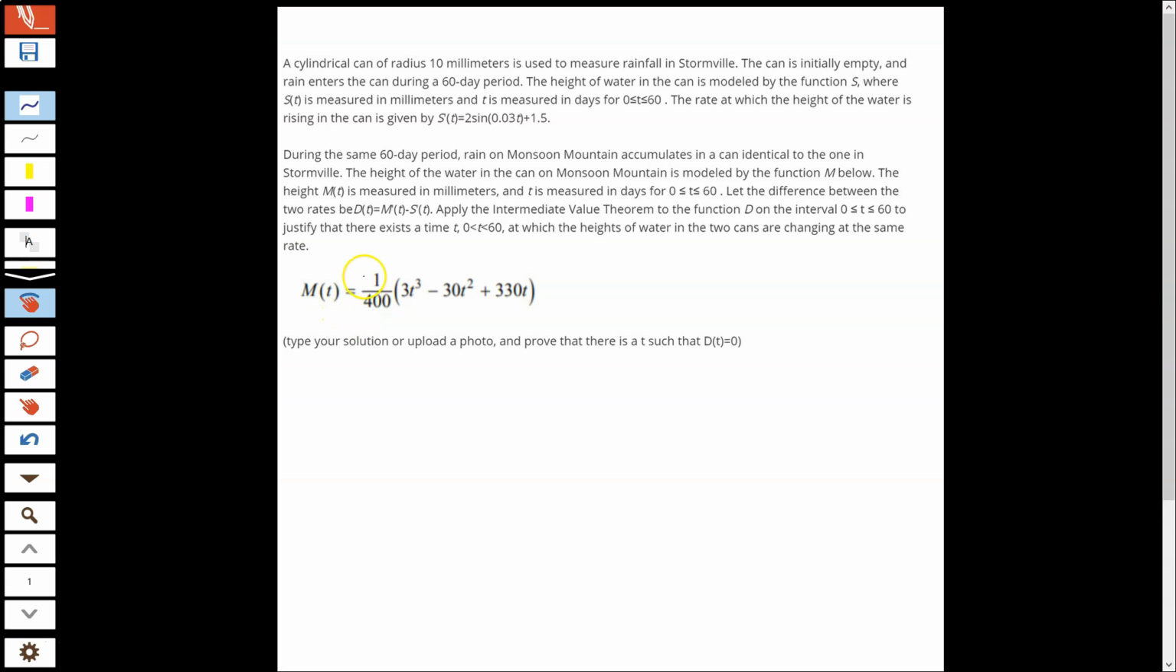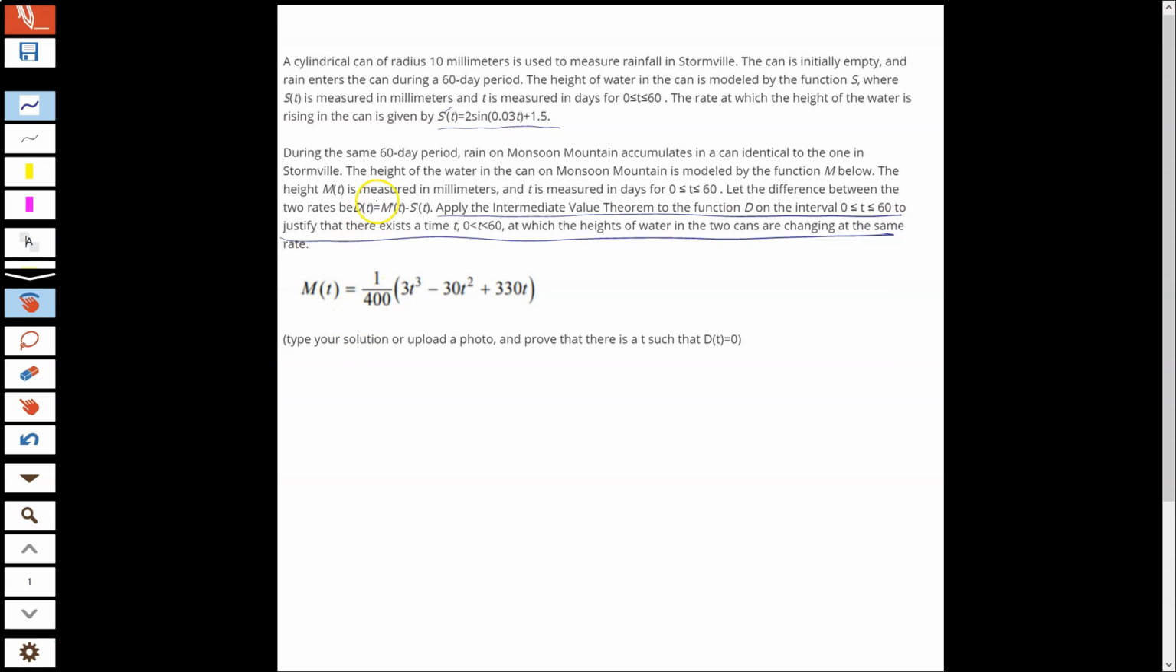We have two functions here. We have s prime of t, and that's kind of hard to see in this particular formulation here, but there's a prime next to s. And then we have m of t. Okay? And then make sure you zero in on the question here. Apply the intermediate value theorem to the function d to justify that there exists a time t at which the heights of the water in the two cans are changing at the same rate.